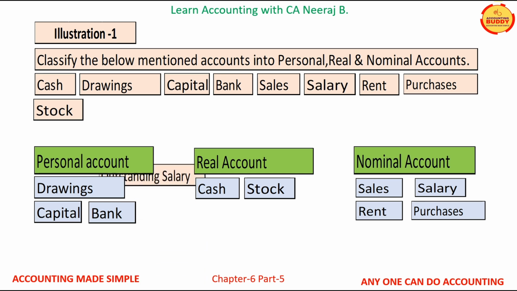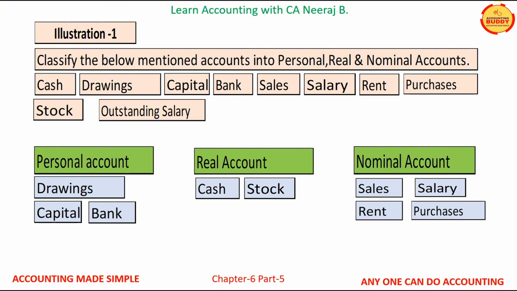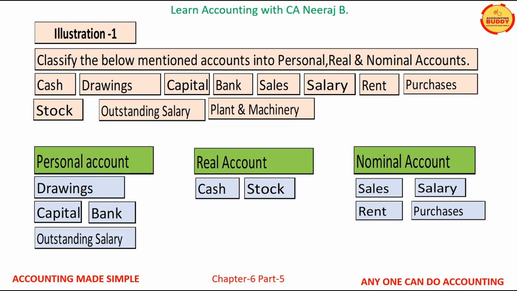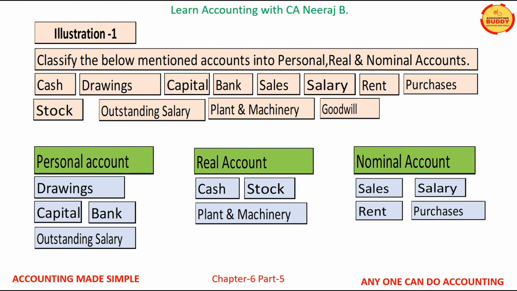10th account is outstanding salary. We know that the salary is a nominal account. However, when prefix word outstanding is added to salary, it becomes a personal account. 11th account is plant and machinery. Plant and machinery being an asset is a real account. Now the 12th account is goodwill. We know that goodwill is an intangible asset, therefore it is a real account.